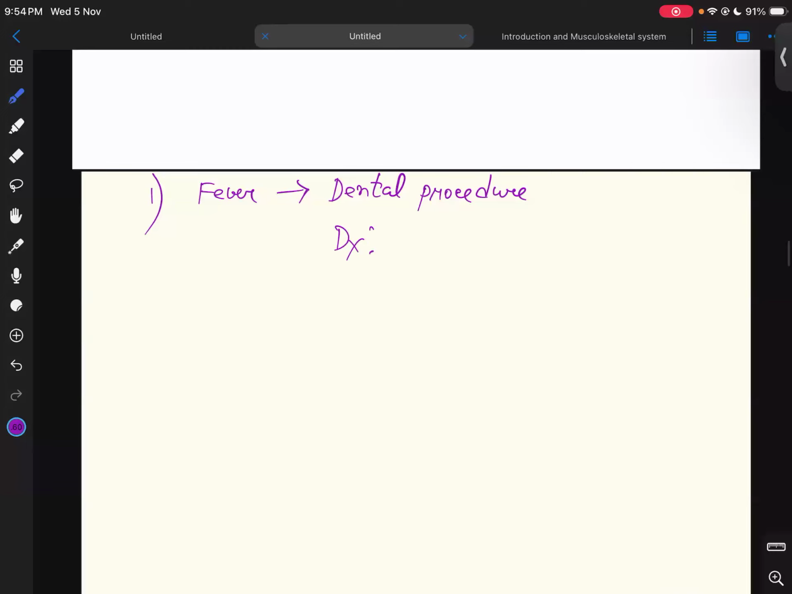Please unmute yourself and tell me the answer. One has given the answer in the chat box: endocarditis, bacterial endocarditis. Yes, exactly. That was the diagnosis there. And on the physical examination, there was no positive physical finding. These are real PACES exam cases.